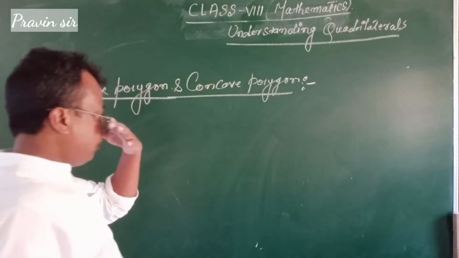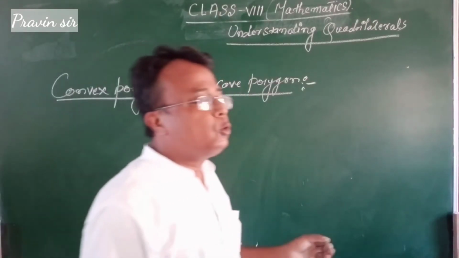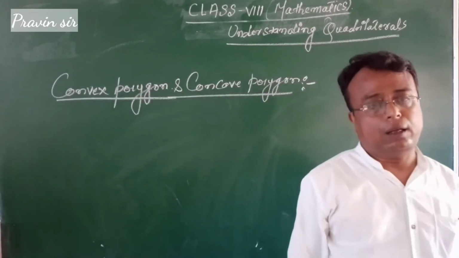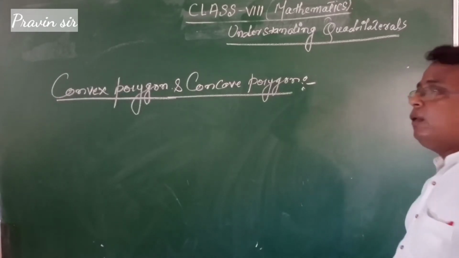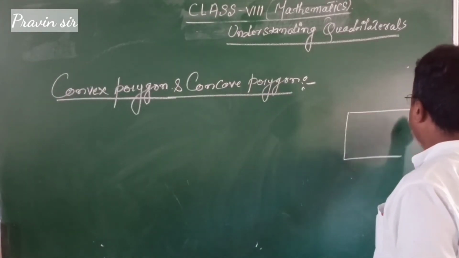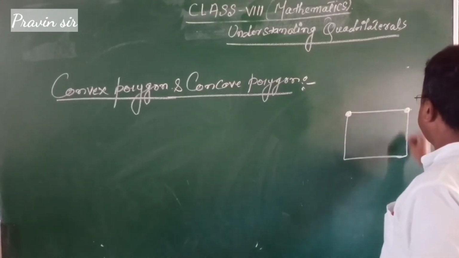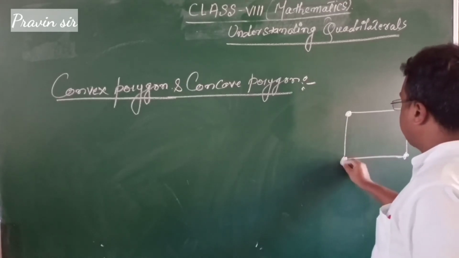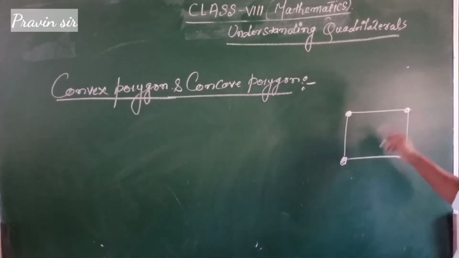Now you see. Before going to the main topic, that is convex polygon and concave polygon, you should know the meaning of diagonal. Diagonal you should know. Suppose here I am drawing one quadrilateral, and these are the vertices. In singular form it is called vertex, and in plural form it is called vertices. So these are the vertices.